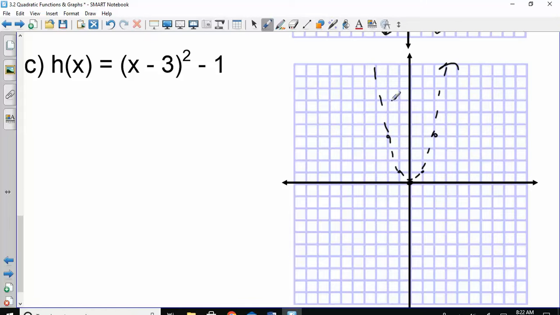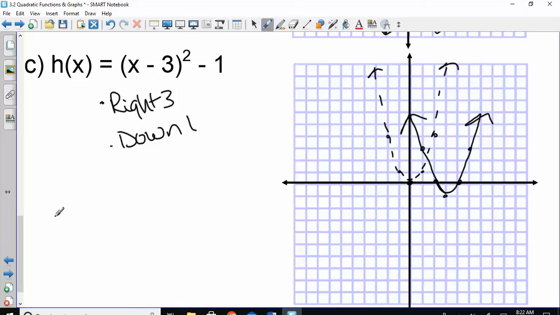Transformations. How is this one going to move? Down one, right 3. Where's your vertex end up? 3, negative 1. Close enough. Domain. Negative 1, bracket negative 1. I completely forgot about that piece. Yes. Equal to's get brackets. Infinity always has the parentheses on it.